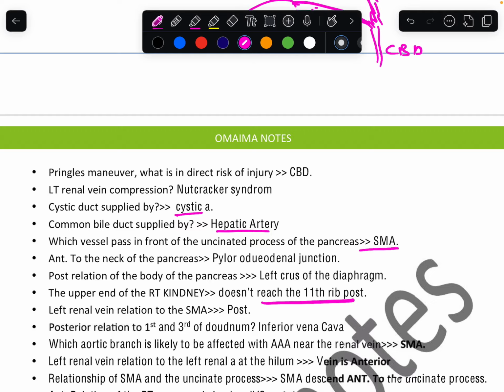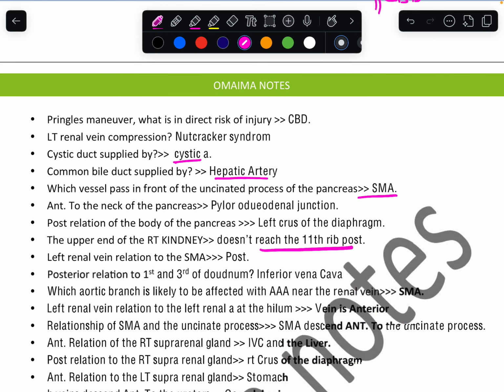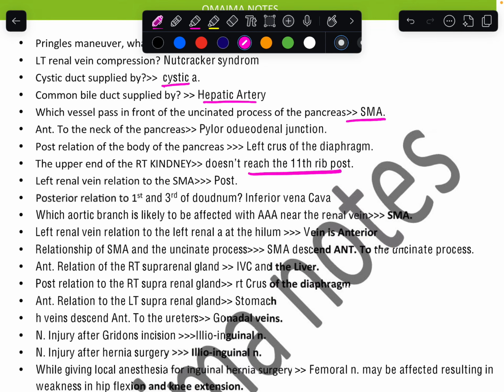Left renal vein relation to superior mesenteric artery: posterior. Posterior relation of the first and second part, third part of duodenum is the inferior vena cava. Which aortic branch is likely to be affected with an aneurysm near the superior mesenteric artery? Left renal vein relation to the left renal hilum.